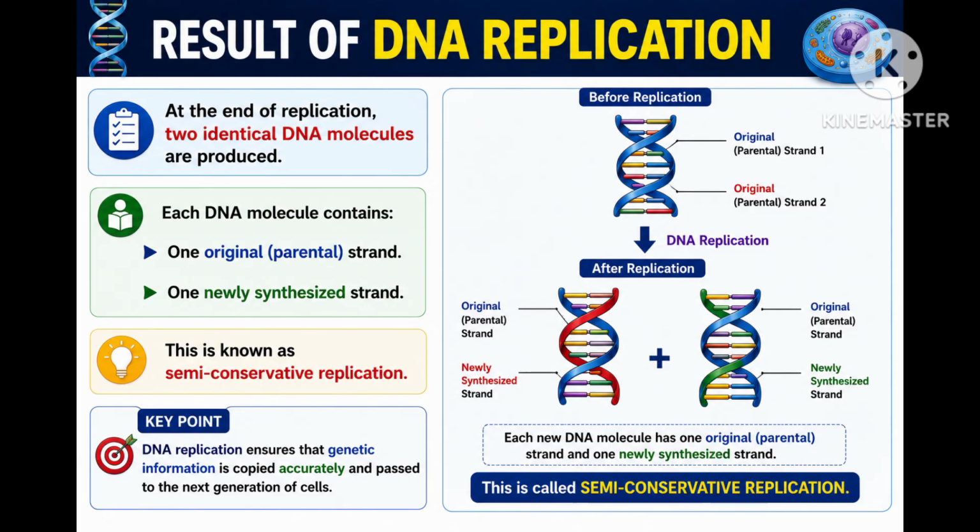Result of DNA replication. At the end of replication, two identical DNA molecules are produced. Each DNA molecule contains one original, parental strand and one newly synthesized strand. This is known as semi-conservative replication.